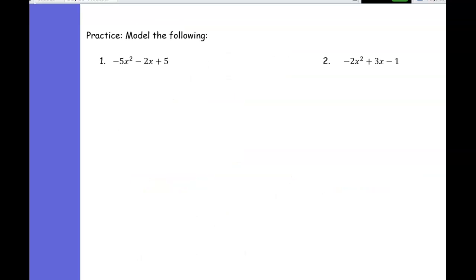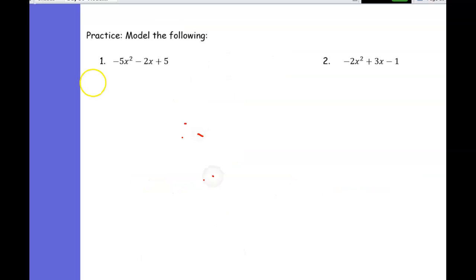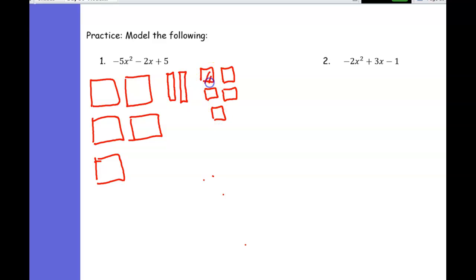If we wanted to model the following, we've got negative 5x squared. If you recall, our negatives were just not striped. So it would look like this: 5x squared, 1, 2, 3, 4, 5. So there's our negative 5x squared. These should all hypothetically be the same size. Minus 2x means we have two rectangles, and then plus 5, so we're going to make 5 little ones that are striped.